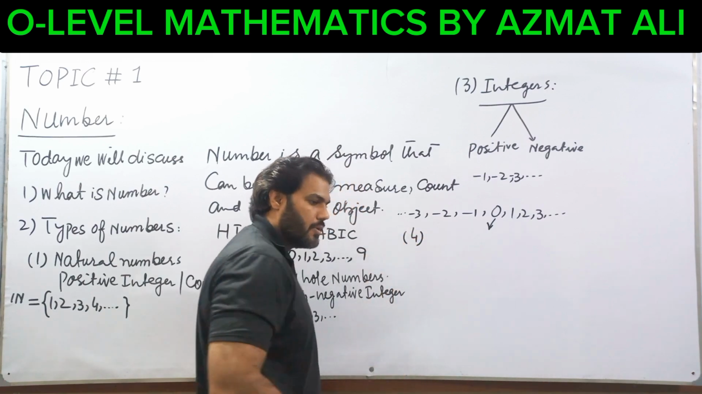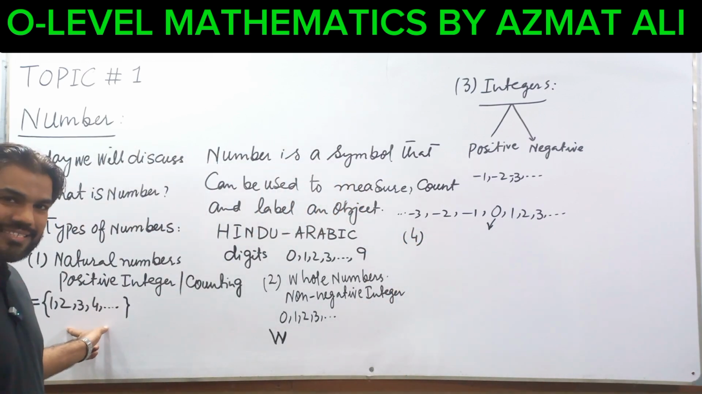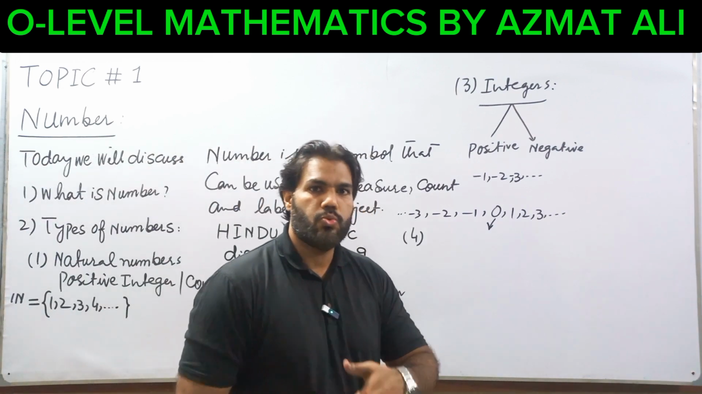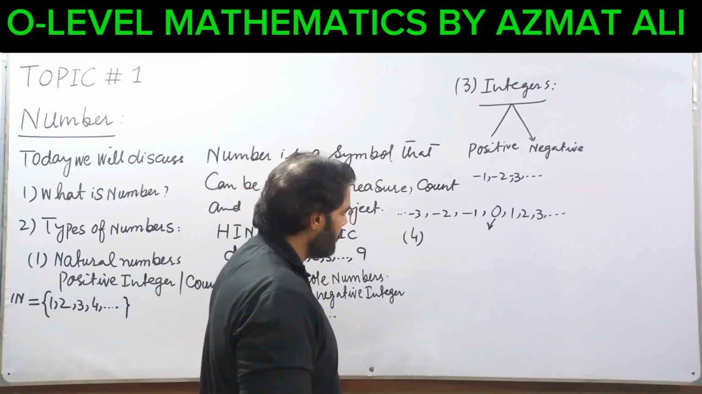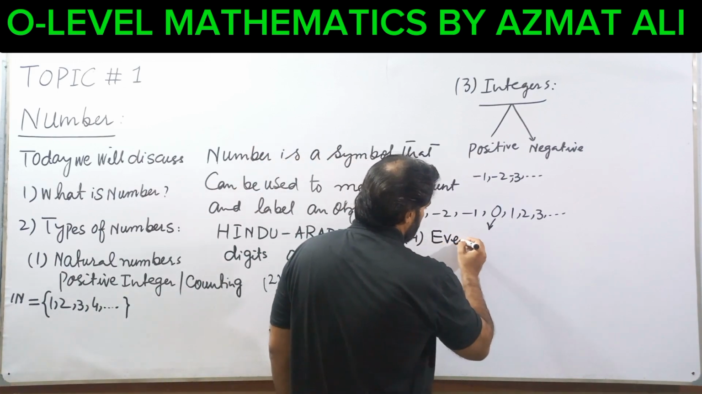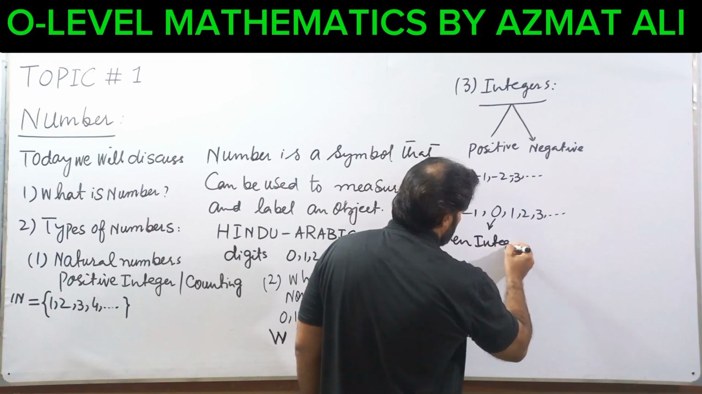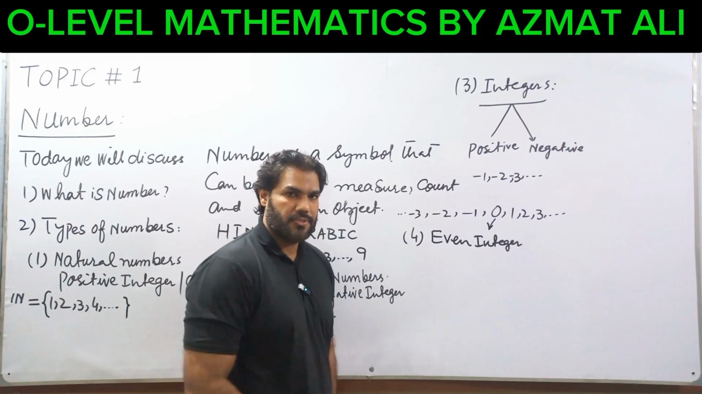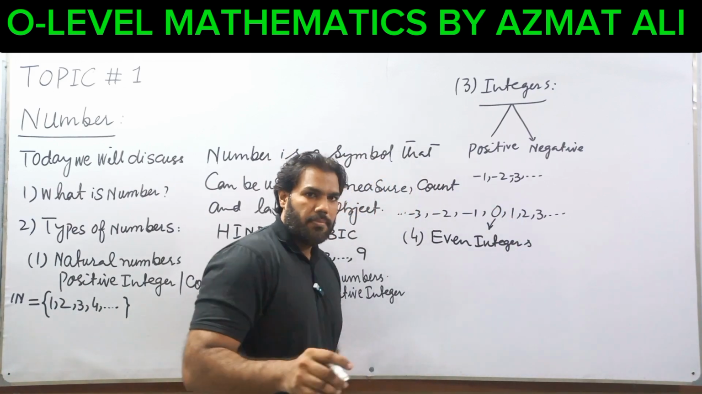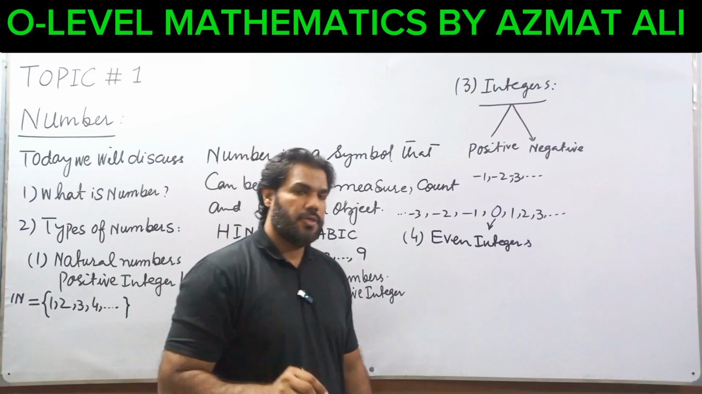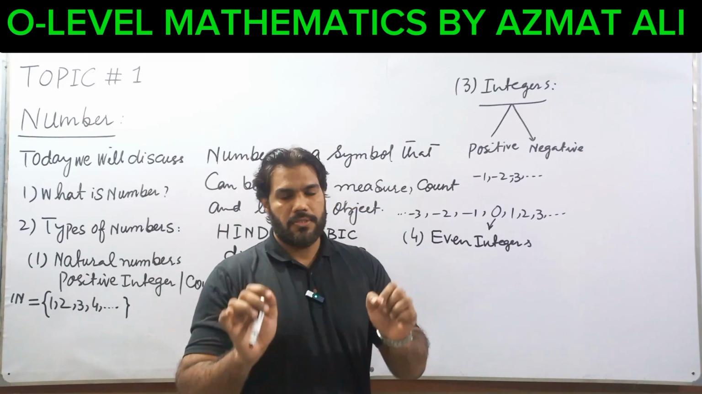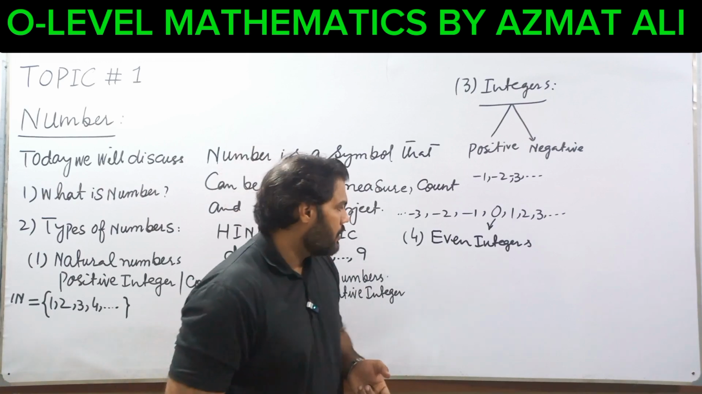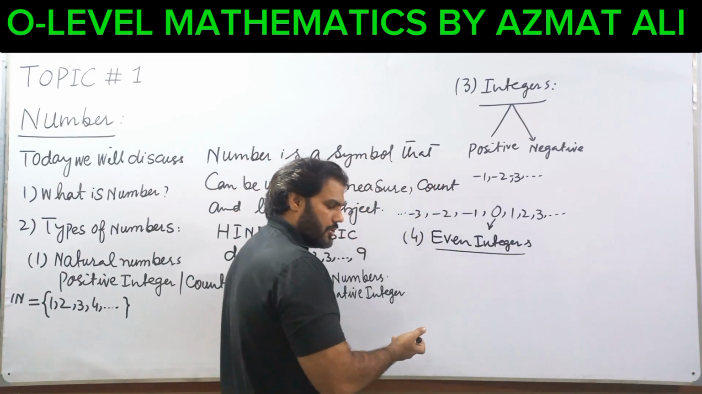Fourth one, the natural numbers, that are also called the positive integers, are further divided into two categories. One is even integers, and the other is odd integers. How can we define even integers? Here the important thing is, an even integer firstly should be a positive integer. So firstly we define even integer.